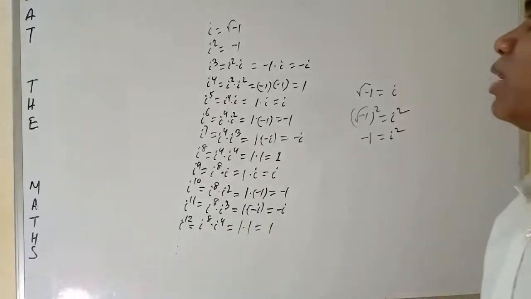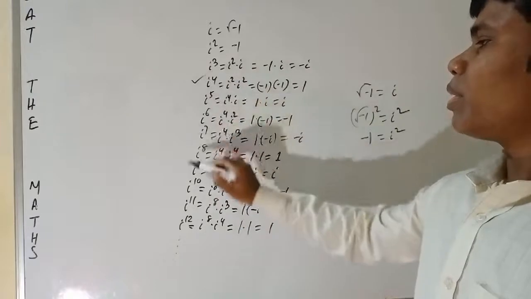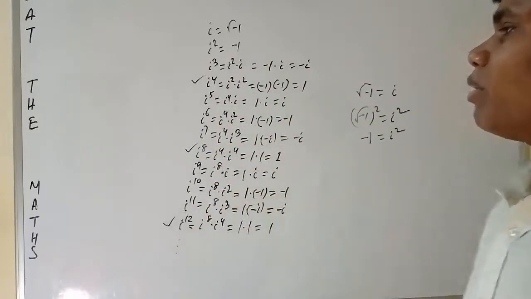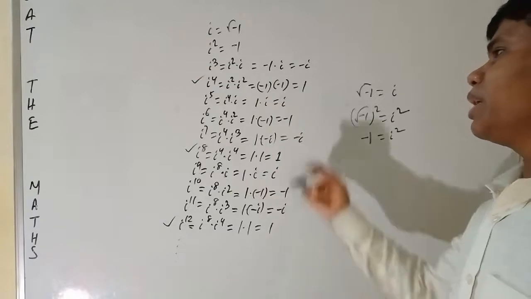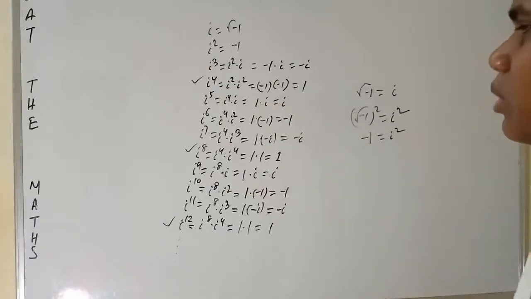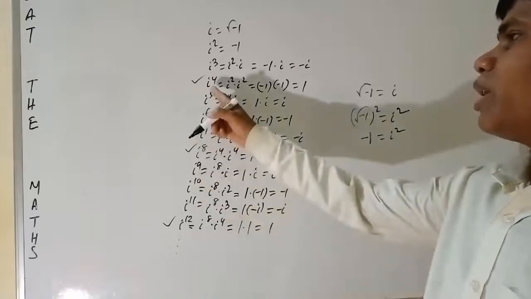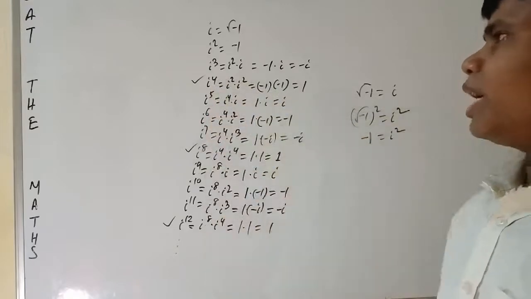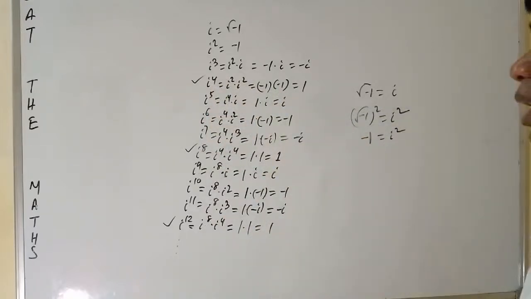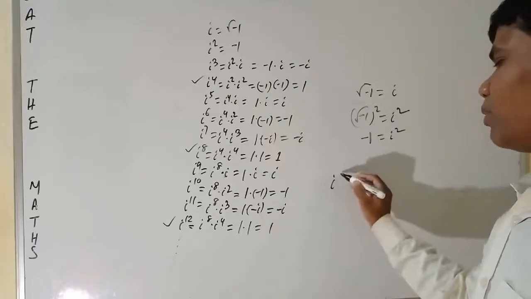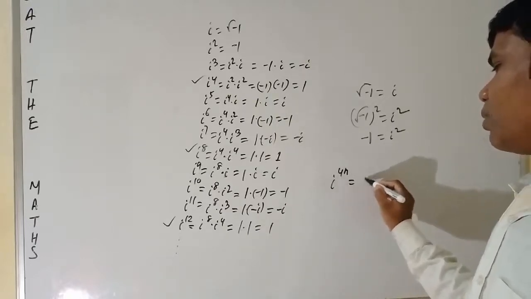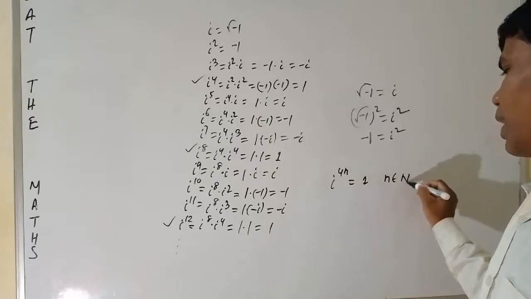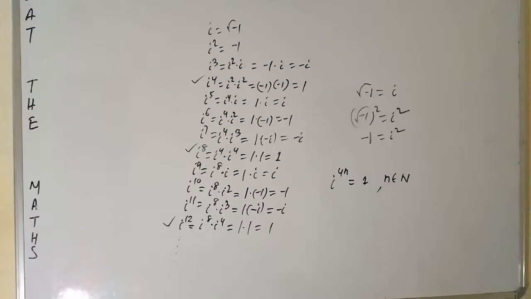Okay, you see what we observe here: i to the power 4, i to the power 8, i to the power 12. In all the cases we are getting the value as 1. That means we observe that if i to the power of some multiple of 4 is given, then the value is equal to 1. That means i to the power 4n is equal to 1, where n belongs to the natural numbers, that means n is equal to 1, 2, 3, 4, something like that.